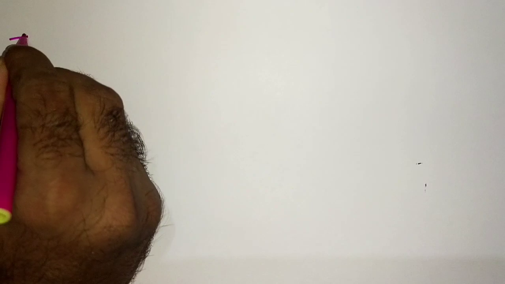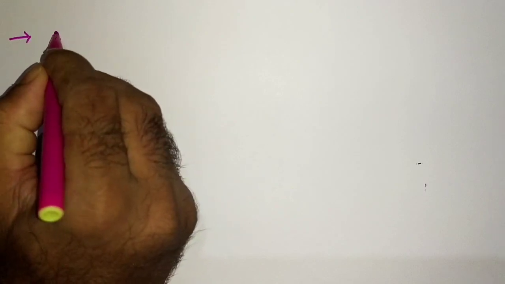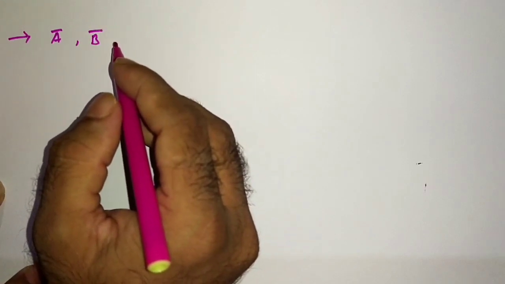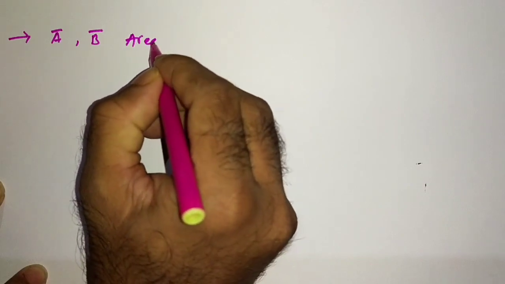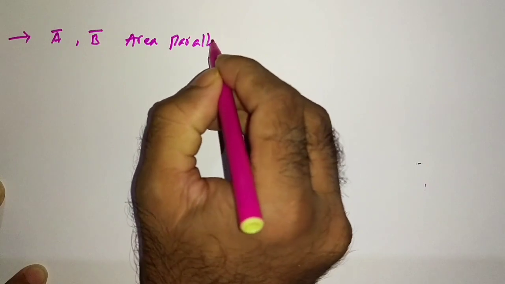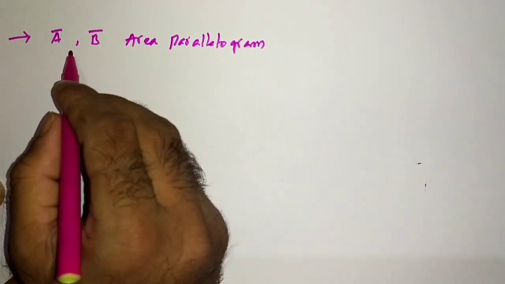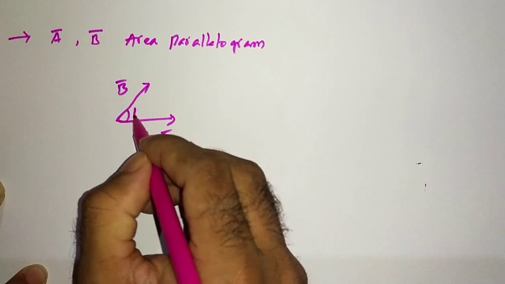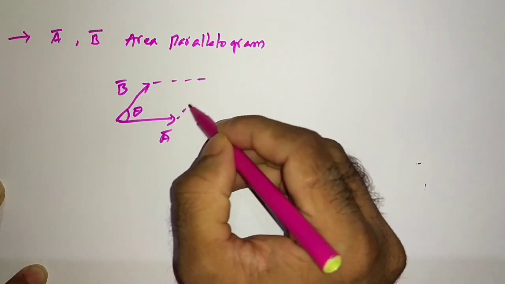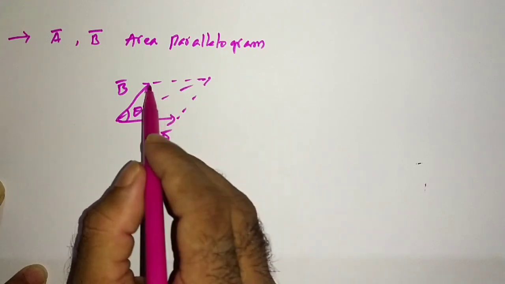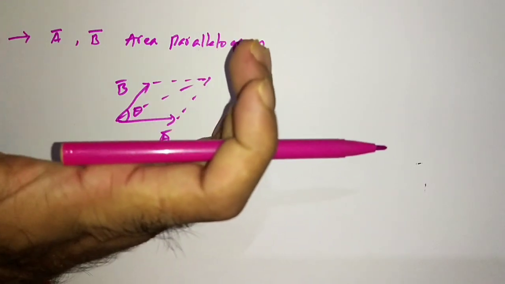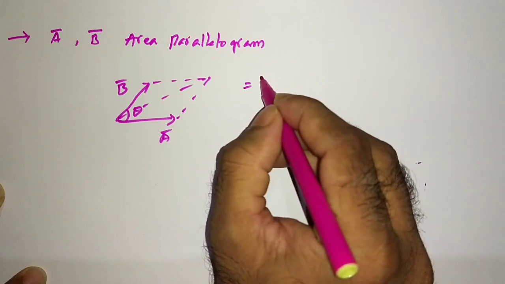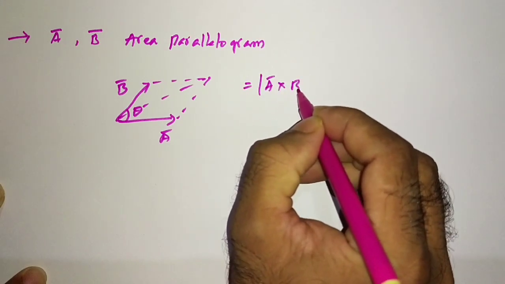Here we discuss some formulas related to cross product. For example, a and b are two vectors. Calculate the area of the parallelogram formed by vectors a and b. This is vector a and this is vector b, making an angle theta. Then it forms a parallelogram. This is the diagonal of the parallelogram. Then how to calculate the area? So simple. You are moving from a to b, this whole area is covered. So the area of the parallelogram formula is magnitude of a cross b.